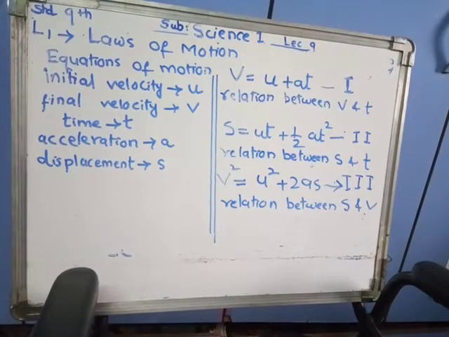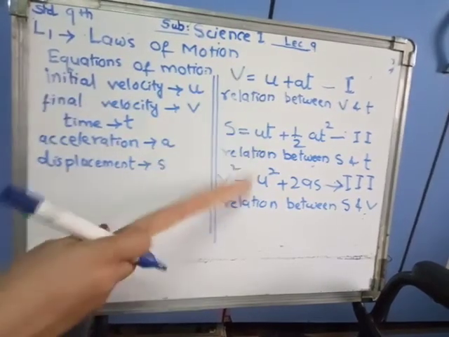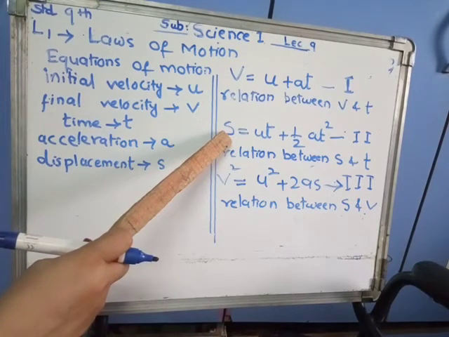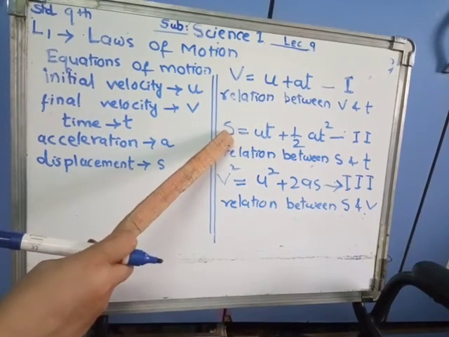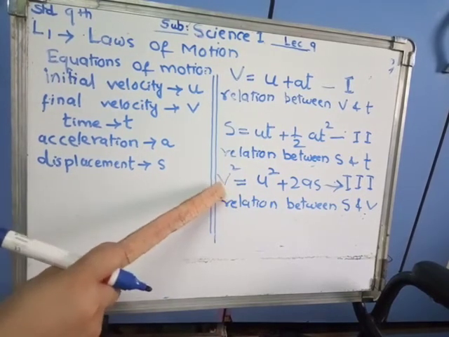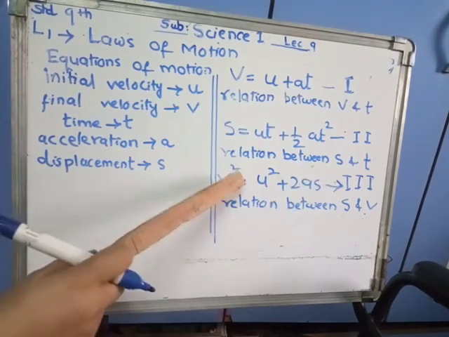Listen once again. Newton's first equation of motion, v = u + at, describes the relation between velocity and time. Second equation of motion, it describes the relation between displacement and time. Third equation of motion is v² = u² + 2as.